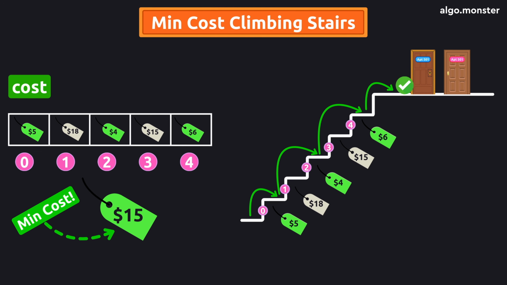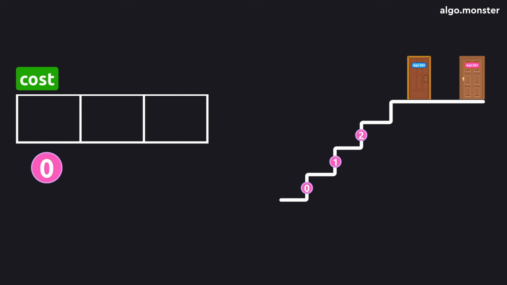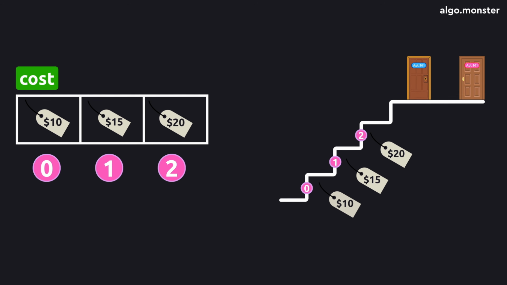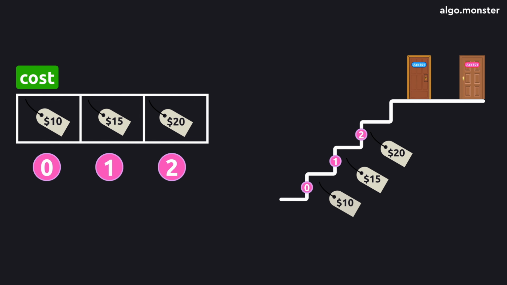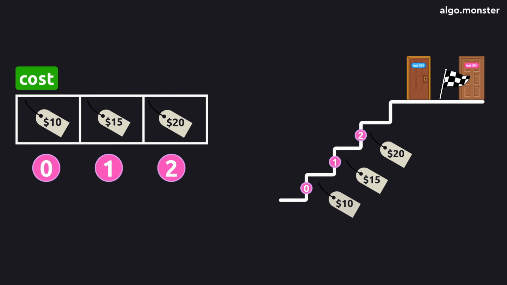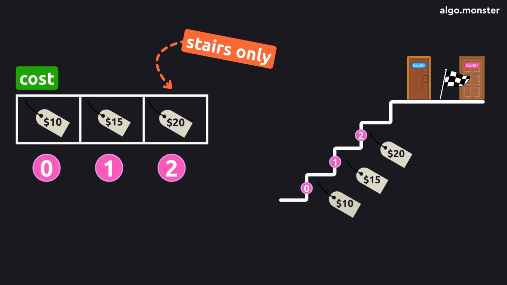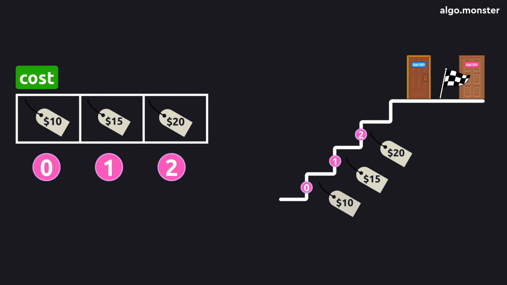Let's look at a simple example. Suppose we have 3 stairs. Stair 0 costs 10, stair 1 costs 15, and stair 2 costs 20. That's our cost array. Your goal is to end up at the very top. In other words, to reach the floor. The floor itself is not part of the array because it's no longer a stair. So what options do we have?